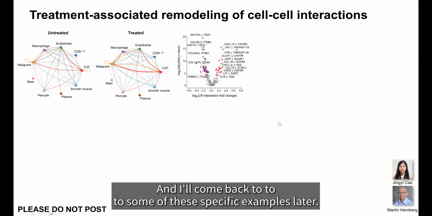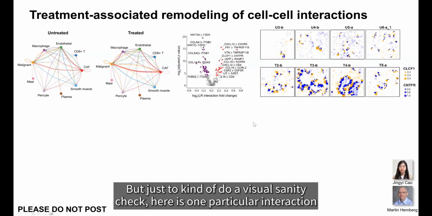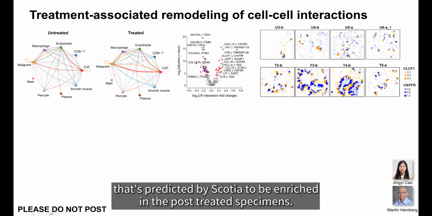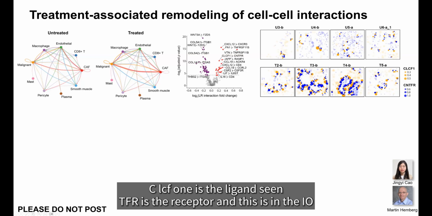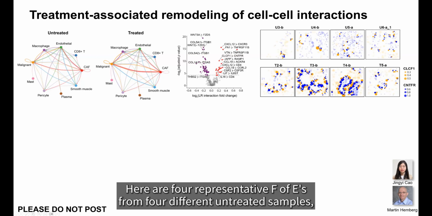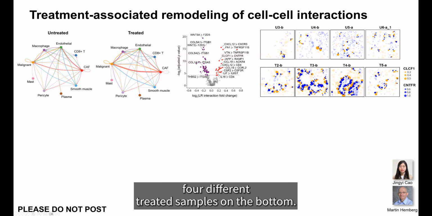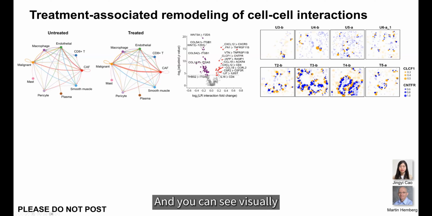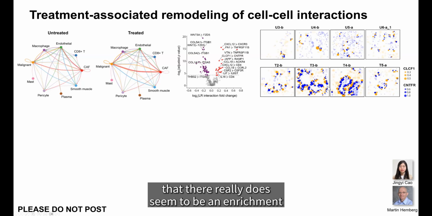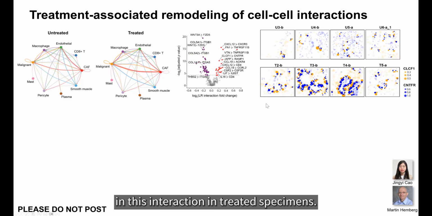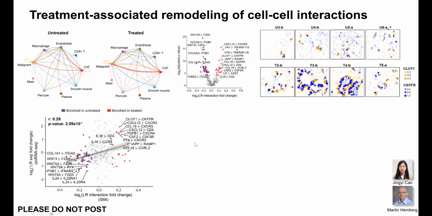I'll come back to some of these specific examples later, but just to do a visual sanity check, here's one particular interaction that's predicted by SCOTIA to be enriched in the post-treated specimens. CLCF1 is the ligand, CNTFR is the receptor. This is in the IL-6 family. Here are 4 representative FOVs from 4 different untreated samples, and 4 different treated samples on the bottom, and you can see visually that there really does seem to be an enrichment in this interaction in treated specimens.